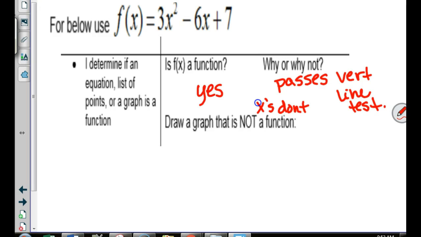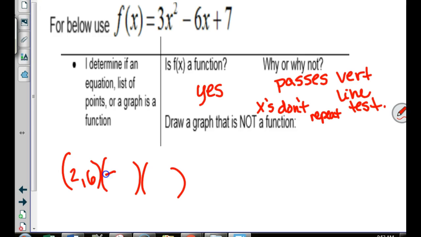I think on the quiz it's a list, okay? It's just a list of points. So you could definitely graph them and say pass the vertical line test. But you're looking for whether the x's repeat. So if I had a list, give me one that's not a function. Somebody make up some numbers. 2, 6, 2, 4, 3, 7. That would not be a function because the x's repeat. Good job, Kelsey.